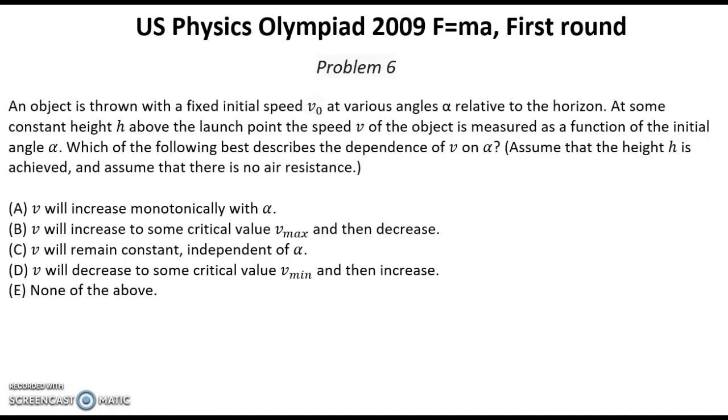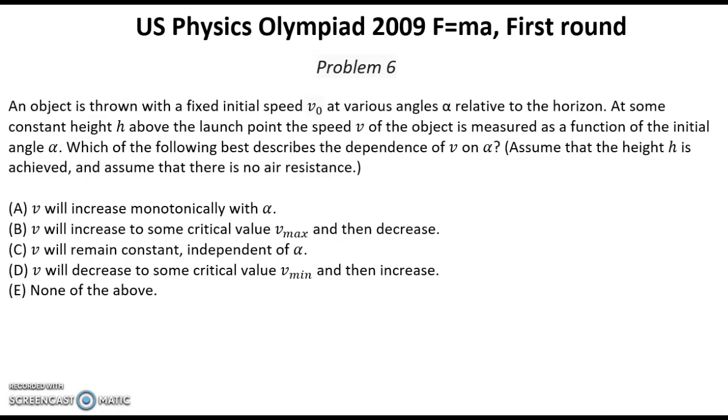An object is thrown with a fixed initial speed v0 at various angles alpha relative to the horizon. At some constant height h above the launch point, the speed v of the object is measured as a function of the initial angle alpha. Which of the following best describes the dependency of v on alpha? Assume that the height h is achieved and assume that there is no air resistance.